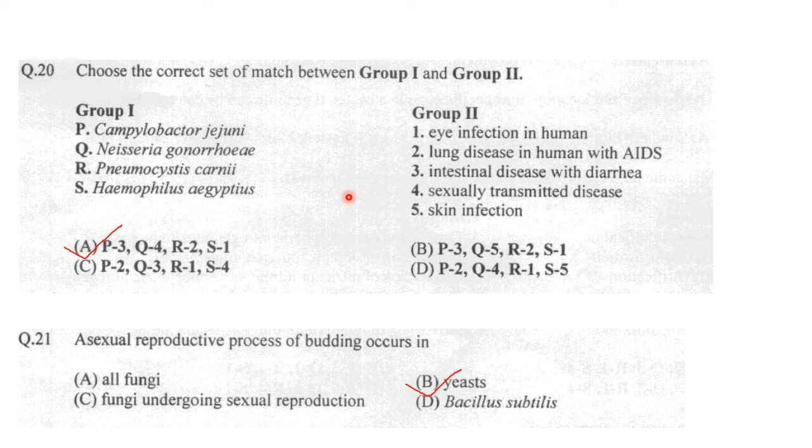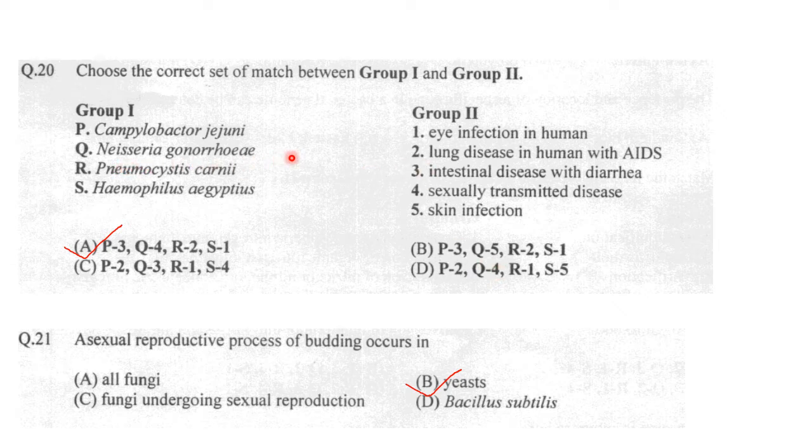What are the next column? They have given the various diseases caused by these bacteria. First one is eye infection in humans, lung diseases in humans with AIDS, intestinal disease and diarrhea, sexually transmitted disease, skin infection. So Campylobacter jejuni, it will cause intestinal diseases with diarrhea. So option P is 3. So option A and option B we have to concentrate. C and D just strike it off. It is not the correct answer.